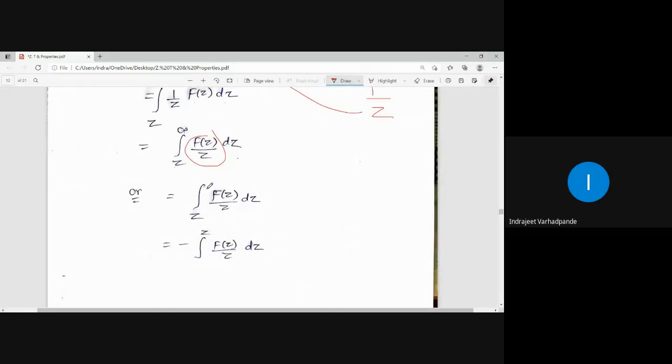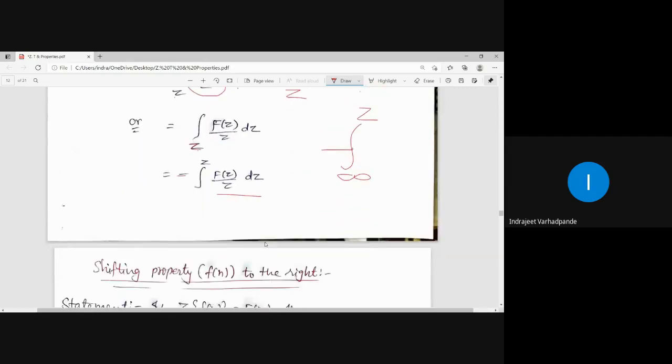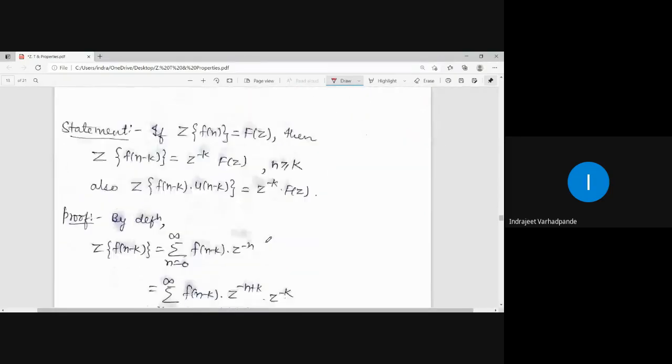Now z to infinity can be simply written as an integral over z, because infinity means open ended, the last value is not known. Or you know that whenever the limits change, minus is multiplied, so it is minus times the integral over z, or the integral from z to infinity is written as minus times the integral from infinity to z of F of z upon z dz. So similarly, on the lines of the multiplication by n property, I am looking at the division by n property. Is this point clear to everybody? Is it clear to everyone so far?